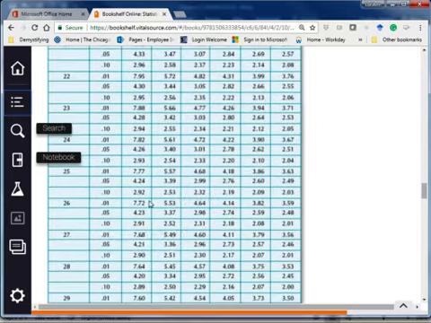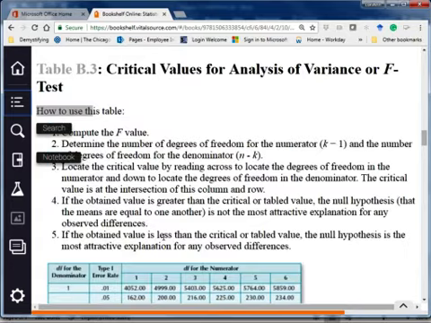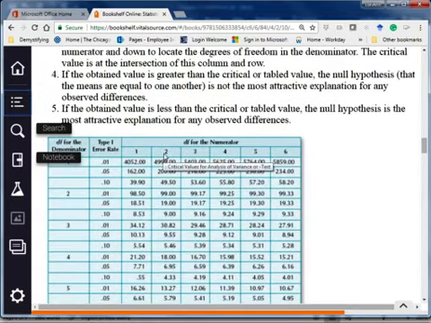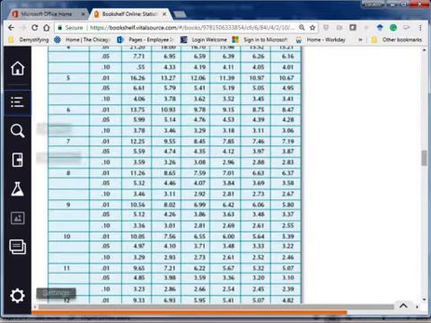So I'm going to scroll down till I find 27. Here's 27. I want to go to 0.05, right? Because that's the p-value I selected. I'm going to go over to this column because this was 2 for the numerator, 3.36. Okay, so again, this is your denominator or your within degrees of freedom. This is your p-value. And this column represents the 2 from the between group degrees of freedom that I calculated. Okay, hopefully that makes sense to everybody.